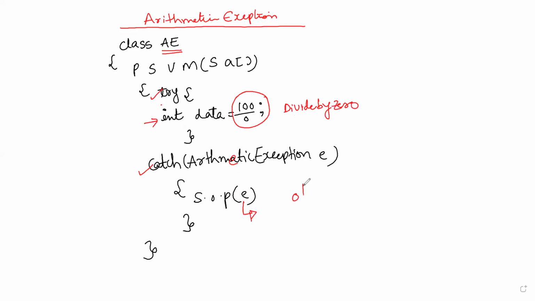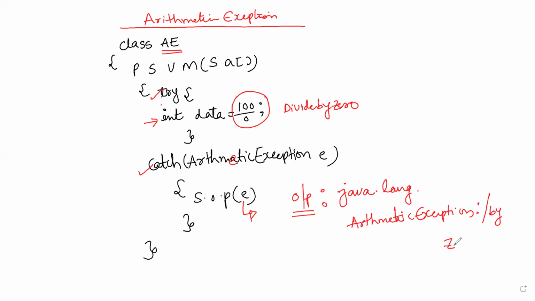Now, what is the output of this program? The output is we are going to have something like java.lang.ArithmeticException. Now this is called slash. Slash means divide by 0. Divide by 0. I hope these exception concepts were clear, everyone.